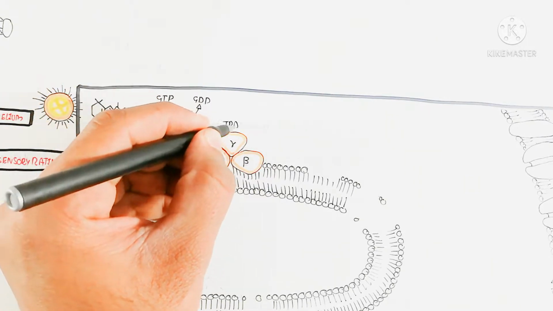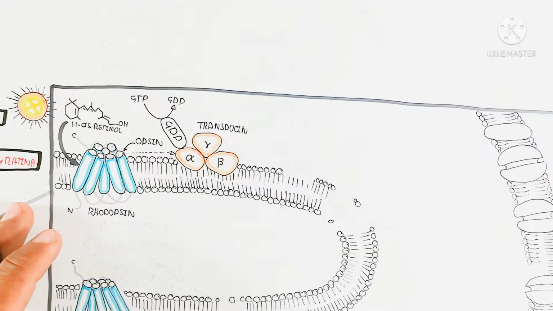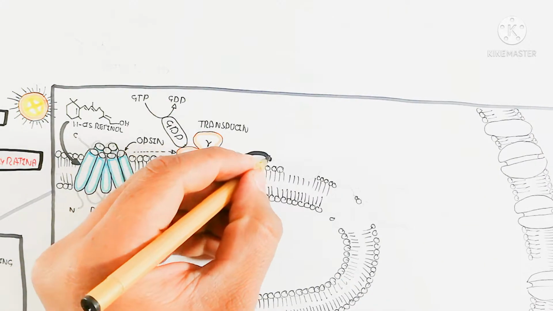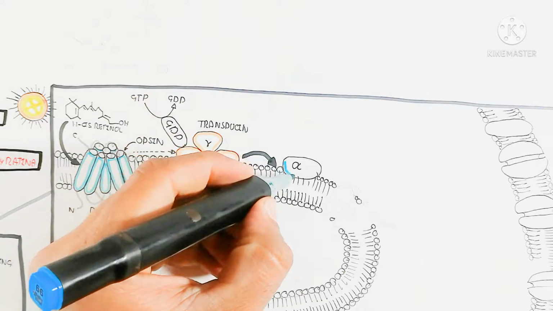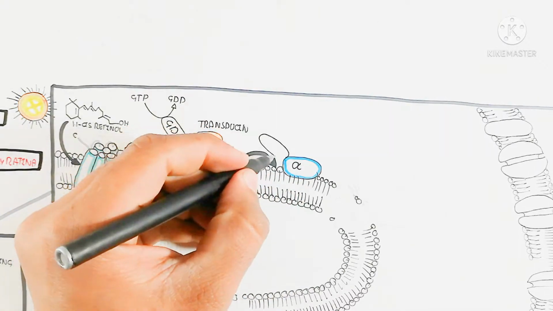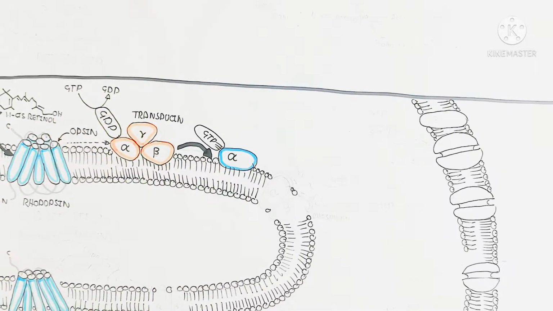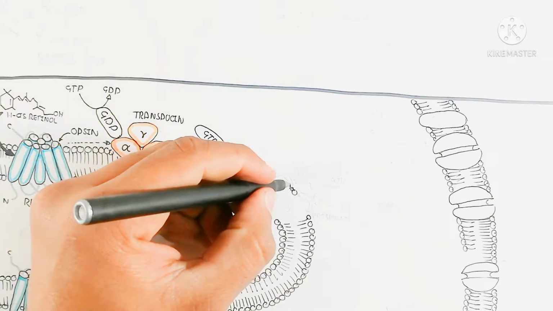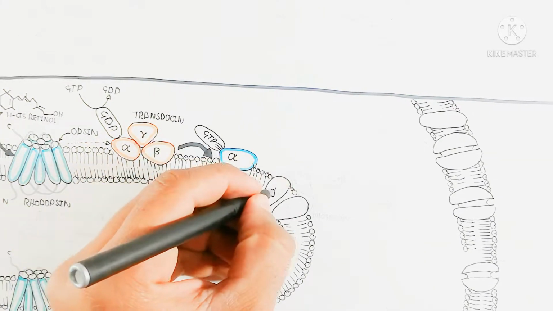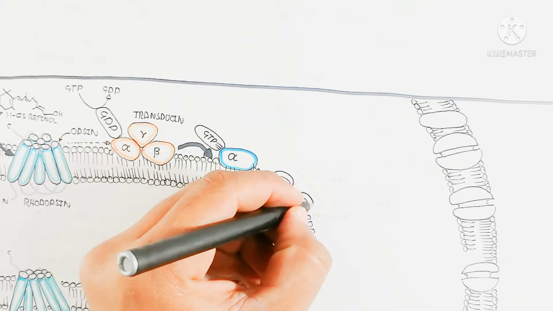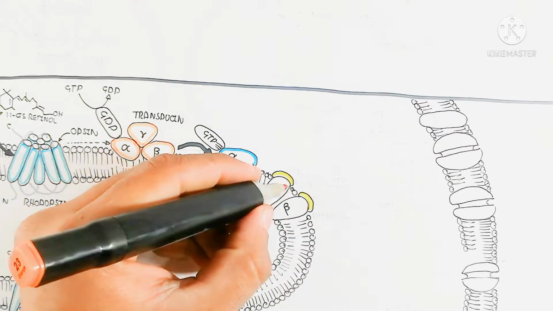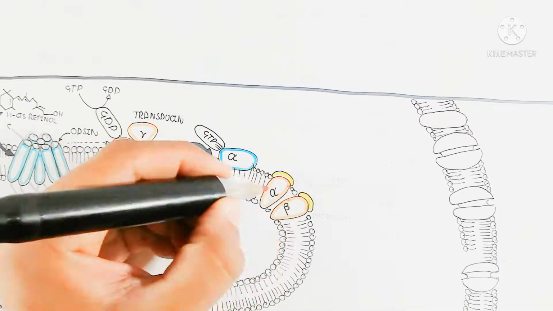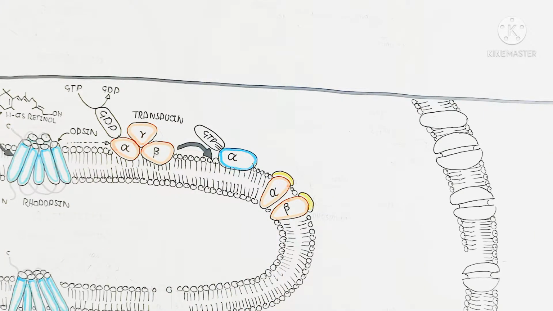Here you can see the transducin, which contains a trimeric protein: alpha, beta, and gamma. The alpha unit contains GDP in the inactive form, and becomes active after light falls on the rhodopsin, following the binding with 11-cis retinal, through conversion to GTP. With this activation, the alpha subunit dissociates and binds with the phosphodiesterase enzyme present here.